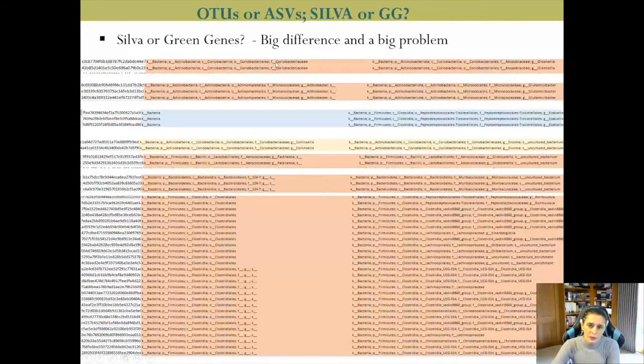And what we're seeing here, we have different families. In this one, we see different genus for the same, obviously same sequence. Here in Greengenes, there are hundreds and hundreds of sequences that will classify in Greengenes just as bacteria, whereas in SILVA, they are taxonomically identified even to species level.